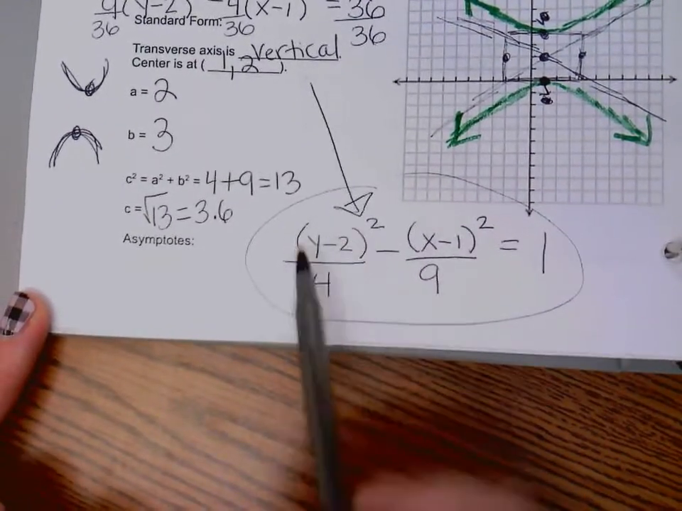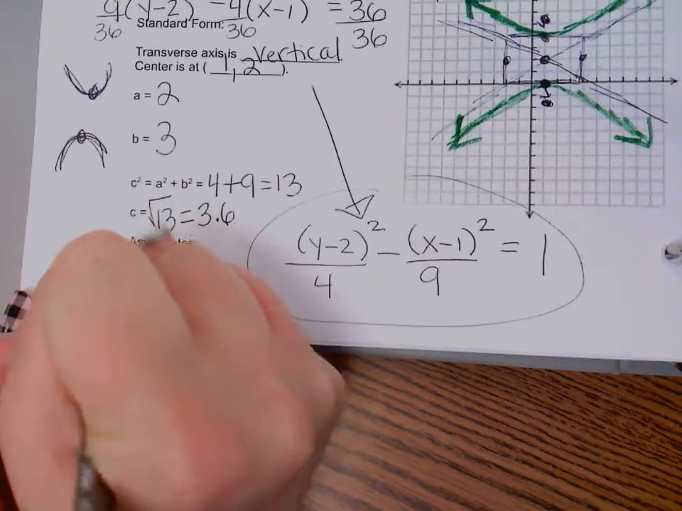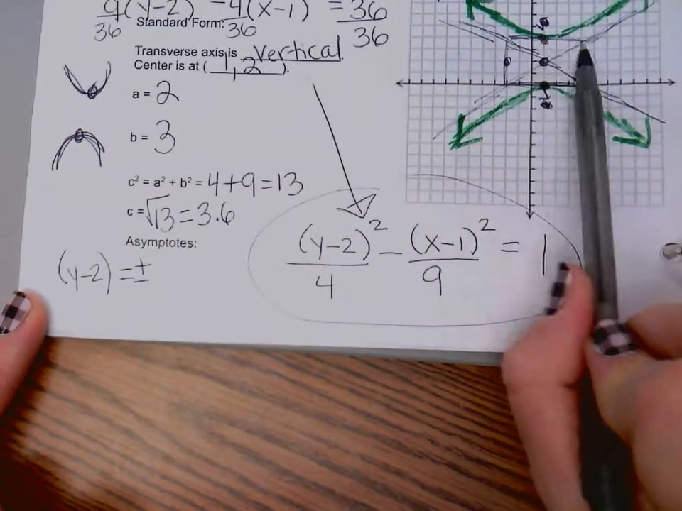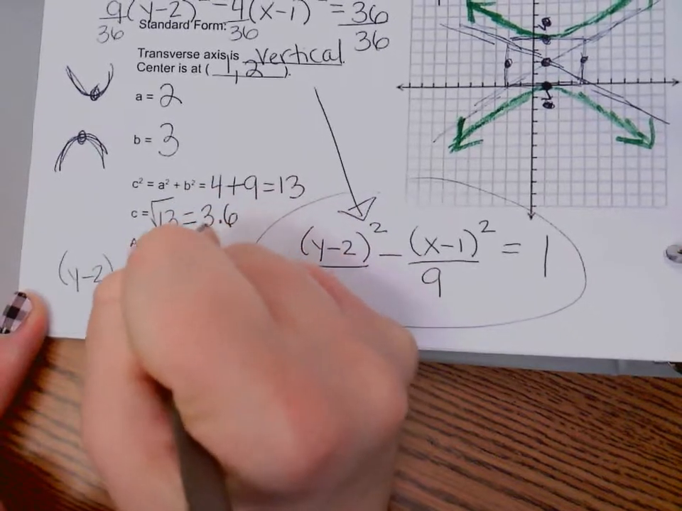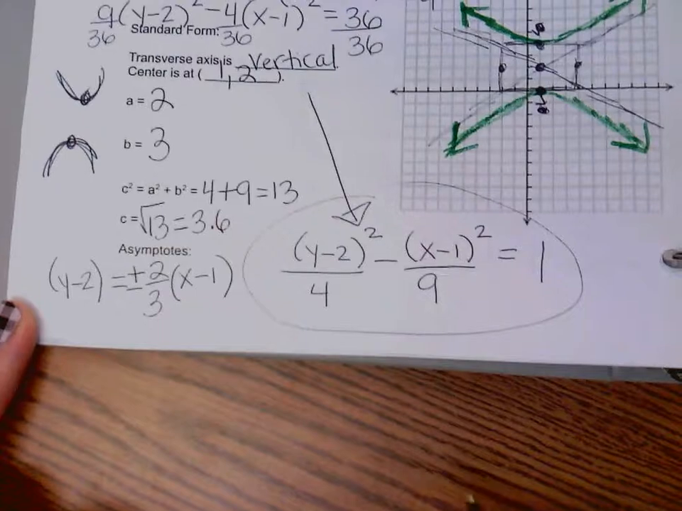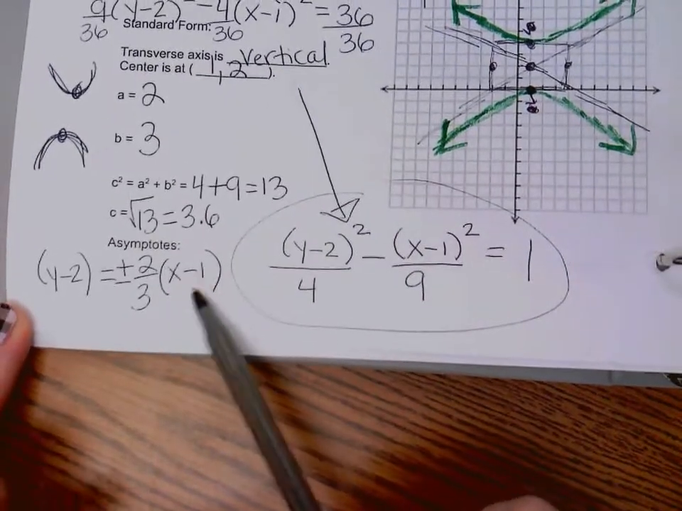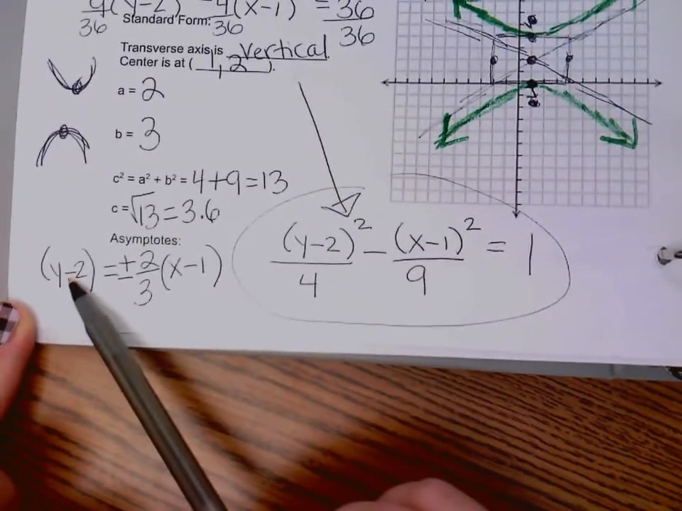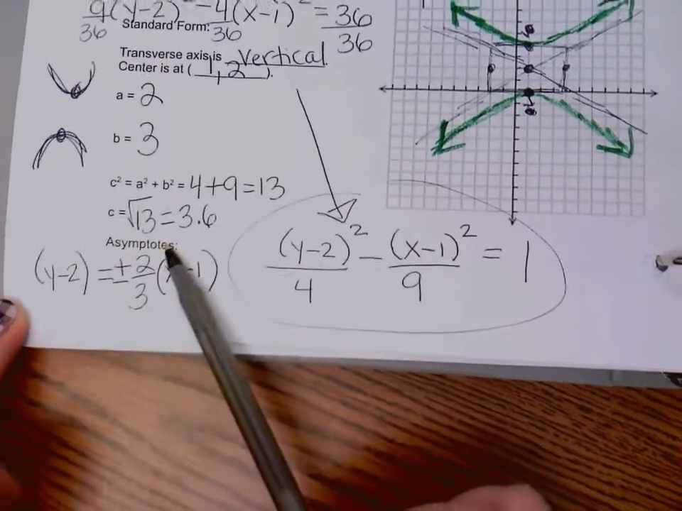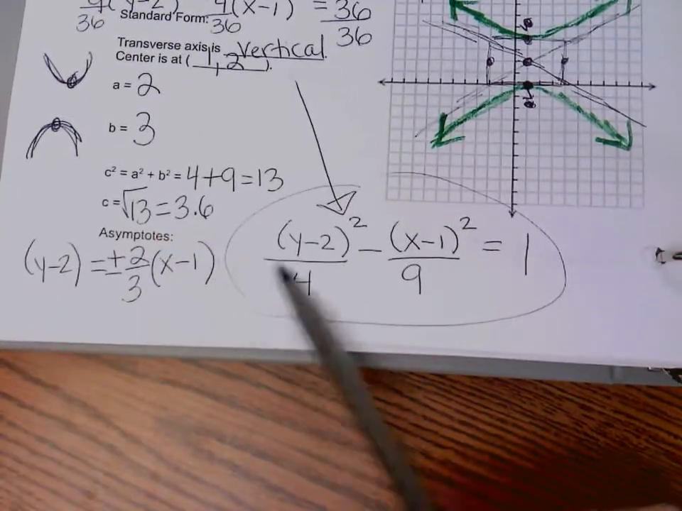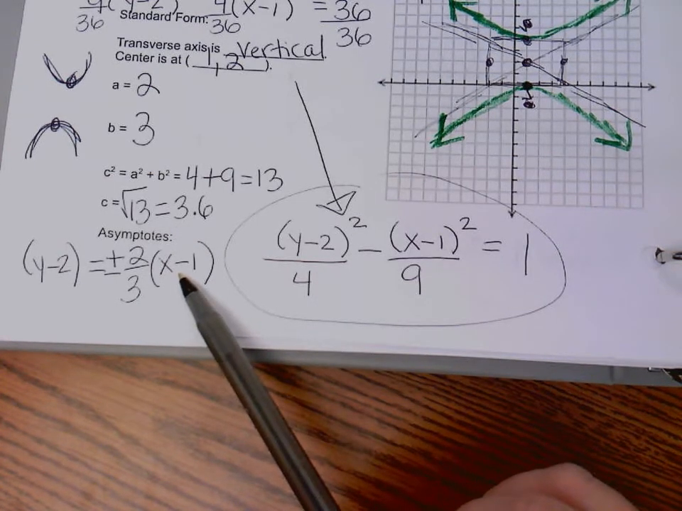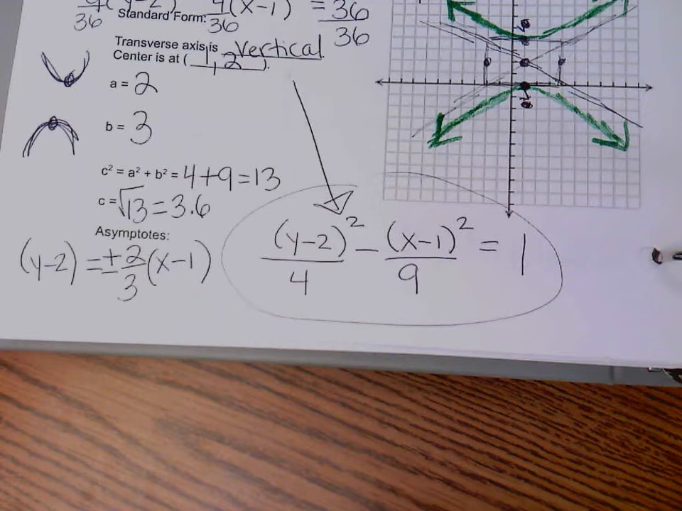Y minus 2 equals plus or minus the slope. What do I go? Up 2 over 3, 2/3. And I'm going to kind of steal this x minus 1 from the equation because that goes right 1 and that goes up 2 to the center. So this is called point slope form. I know you haven't probably seen that, some of you, since Algebra 1 maybe, but that's how you write the equation of those asymptote lines.